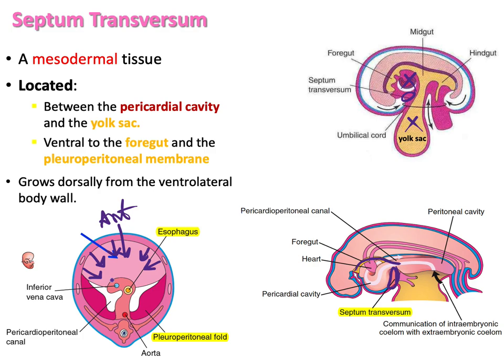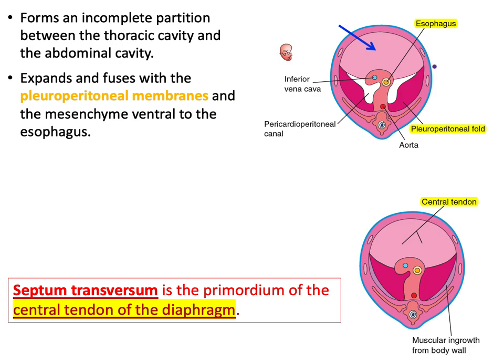Now, it forms like an incomplete partition between the thoracic cavity and abdominal cavity. And it fuses, which is really needed, with the pleuroperitoneal folds posteriorly, and also with the ventral mesenchyme of the esophagus. Again, this is the esophagus, this is the ventral mesentery, and this is the dorsal mesentery of the esophagus. So the septum transversum starts to fuse with the pleuroperitoneal fold and the ventral mesenchyme of the esophagus, as you see. So lastly, when it fuses with the other components of the diaphragm, it forms the central tendon of the diaphragm, which is very important.